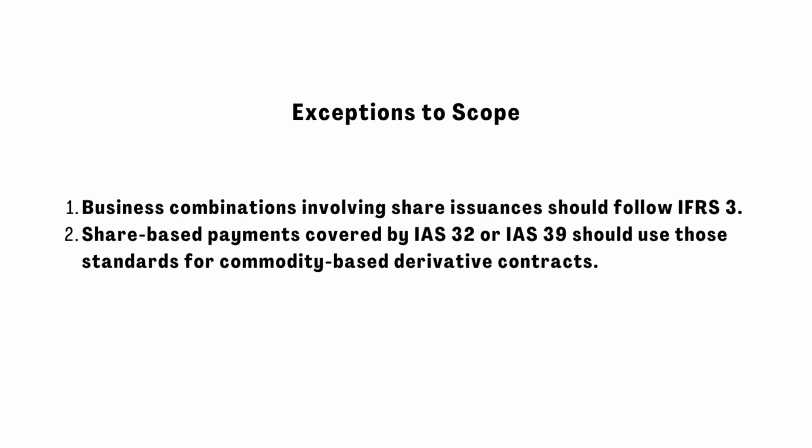Next, exemptions to scope. 1. Business combinations involving share issuances should follow IFRS 3. 2. Share-based payments covered by IAS 32 or IAS 39 should use those standards for commodity-based derivative contracts.